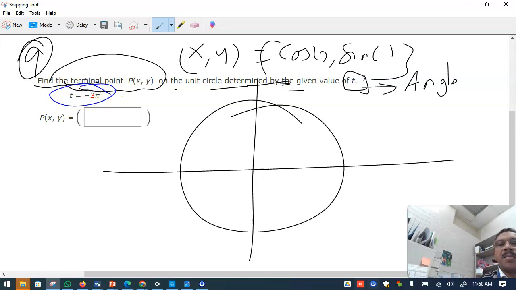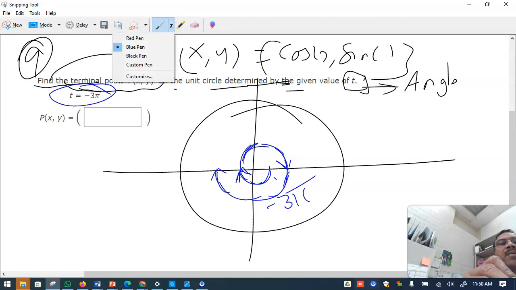So minus 3 pi means we will have to go clockwise. So until here is minus pi, this will be going back here is minus 2 pi, and then again you go all the way to minus 3 pi. There you go. This is minus 3 pi.